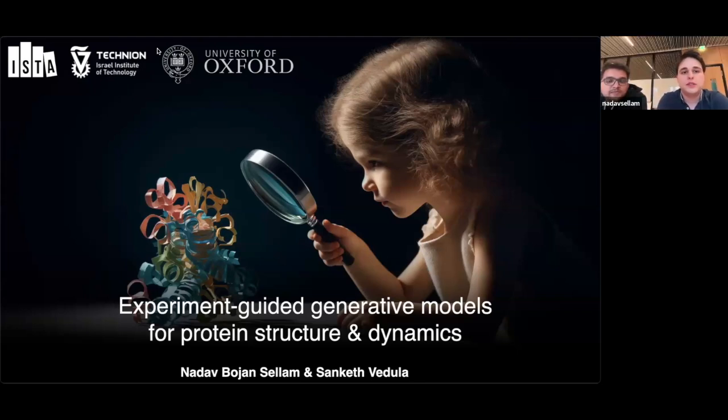Today we're going to present to you experiment-guided generative models for protein structures and dynamics. In the last few years, there's been a lot of progress in the field of protein structure generative models, specifically AlphaFold, as most of you probably heard about. And in this work, we use AlphaFold 3 to solve some cool inverse problems in structural biology.